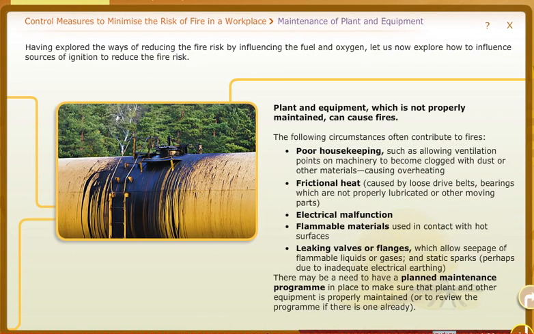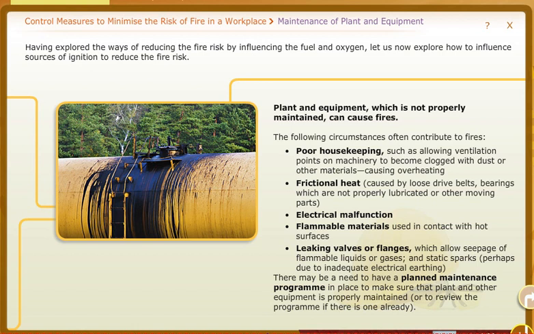Having explored the ways of reducing the fire risk by influencing the fuel and oxygen, let us now explore how to influence sources of ignition to reduce the fire risk. Plant and equipment which is not properly maintained can cause fires. The following circumstances often contribute to fires. Poor housekeeping, such as allowing ventilation points on machinery to become clogged with dust or other materials, causing overheating. Frictional heat, caused by loose drive belts, bearings which are not properly lubricated, or other moving parts.